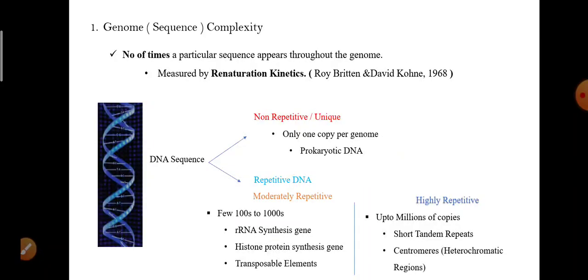Next, what is the genome or sequence complexity? It is the number of times a particular DNA sequence, suppose GC, AT, TTC, is repeating or appears throughout the genome. That is the genome or sequence complexity. It is actually measured by renaturation kinetics, which was first developed by Roy Britten and David Kohne in 1968.